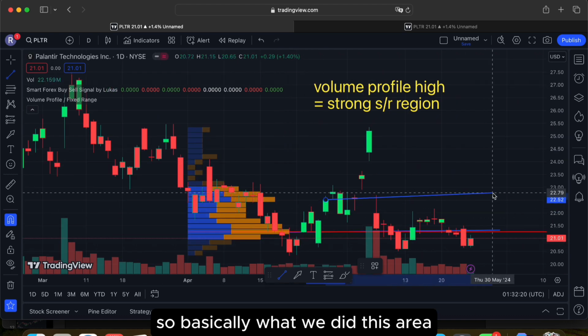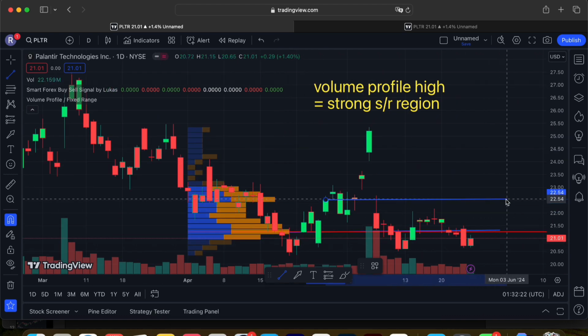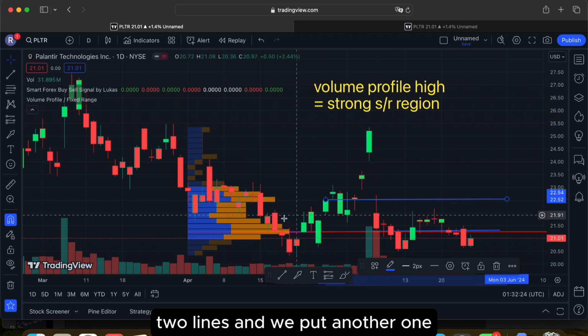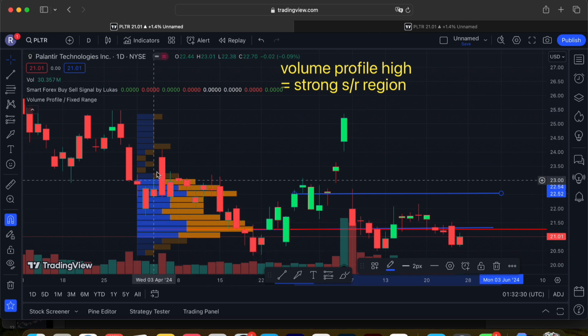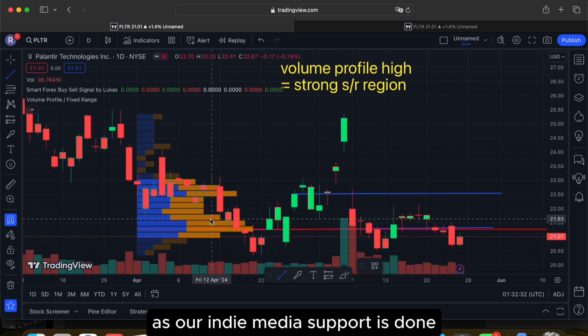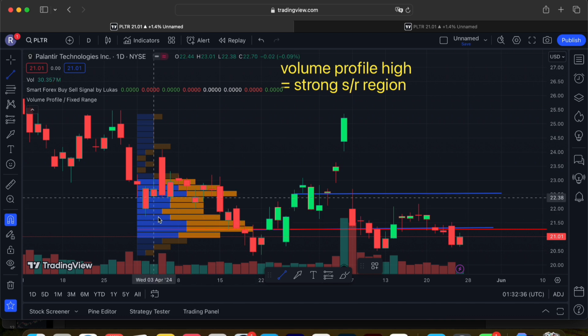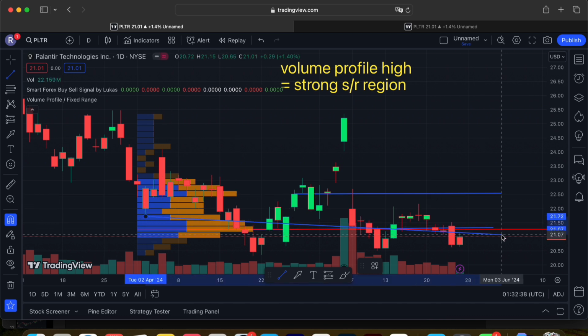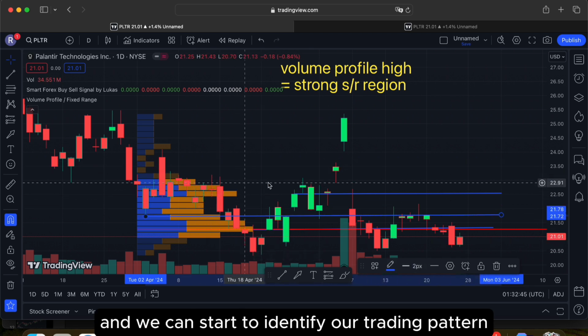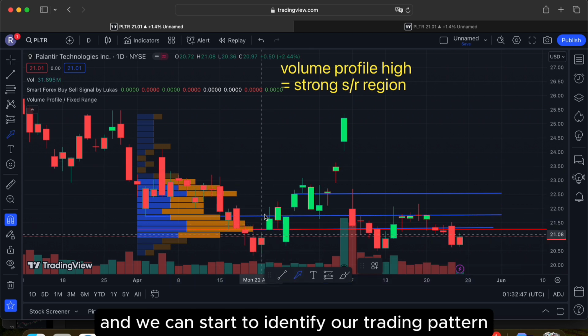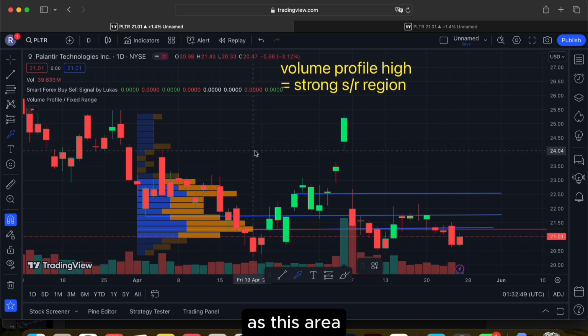So basically we'll do this area, two lines, and we'll plot another one. So we will plot another one as our intermediate support resistance. After that we have plotted three lines and we can start to identify our trading pattern as this area.